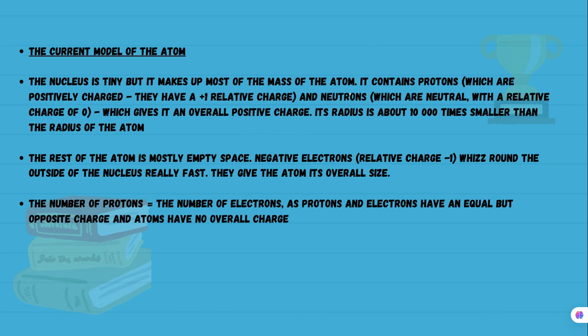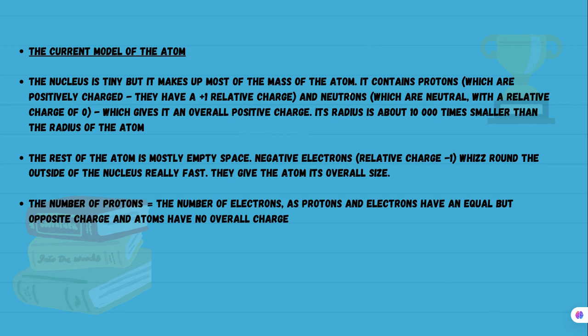The nucleus is tiny, but it makes up most of the mass of the atom. It contains protons, which are positively charged. They have a +1 relative charge, and neutrons, which are neutral with a relative charge of 0, which gives it an overall positive charge. Its radius is about 10,000 times smaller than the radius of the atom. The rest of the atom is mostly empty space.